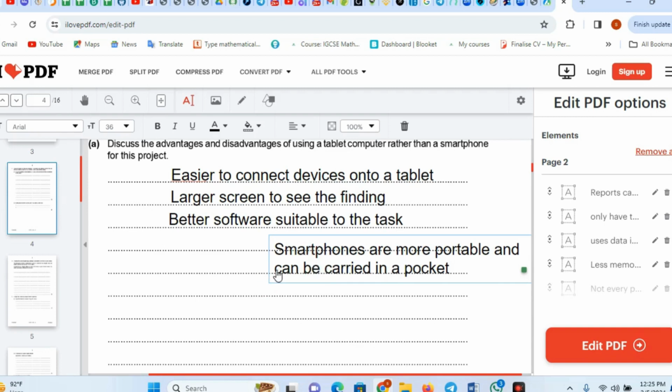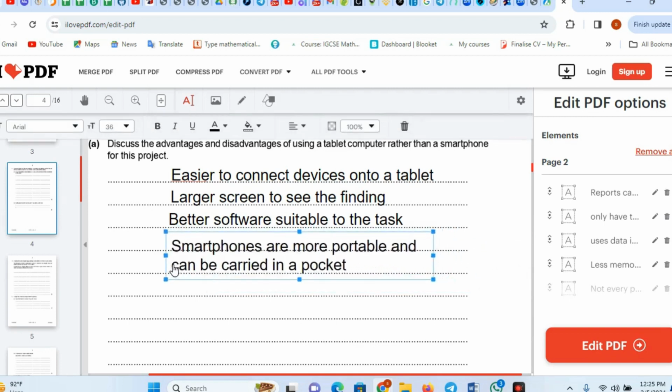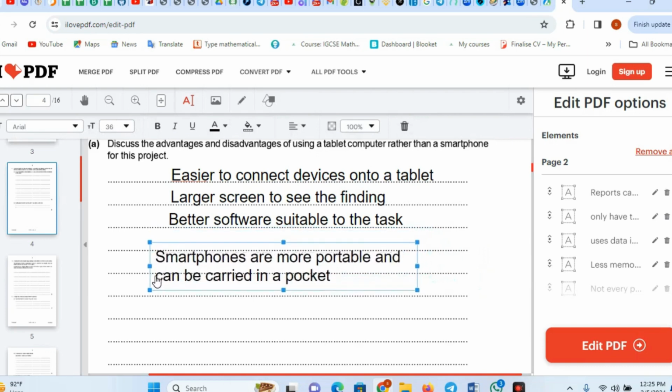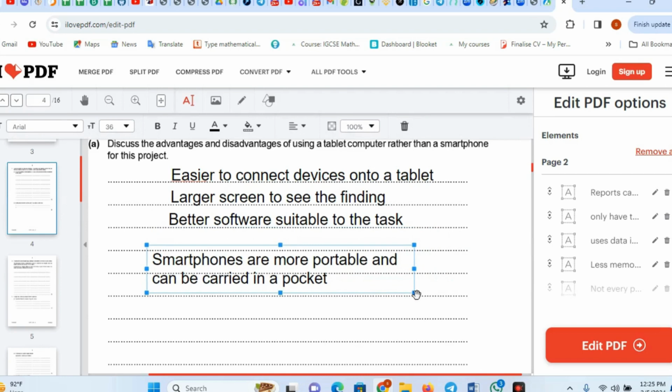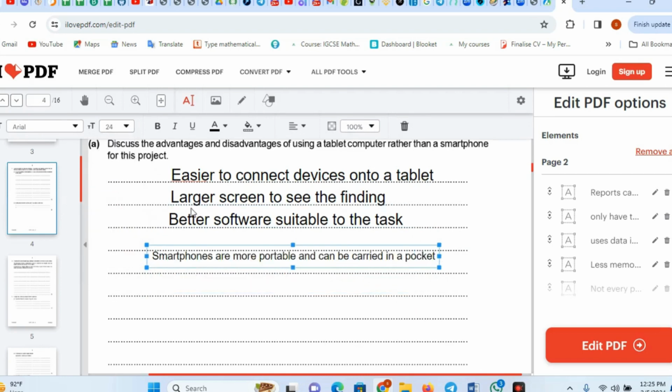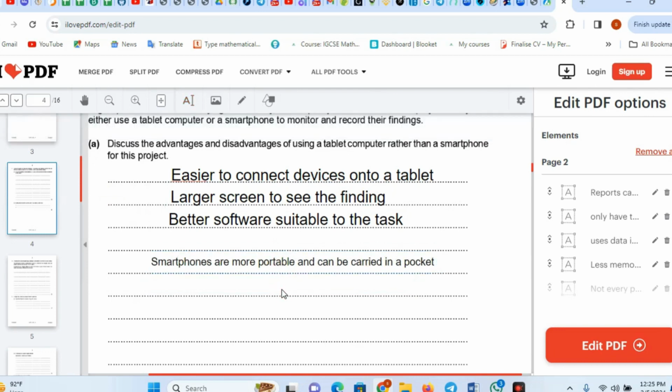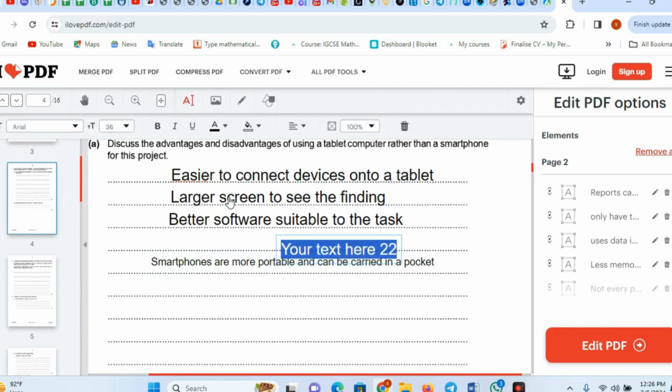When I say handy, that is, you can easily take them around compared to a tablet. Let's leave a gap between the advantages and the disadvantages. And I just reduce this a little bit so that it contains this screen. All right. Smartphones are more portable and can be carried in a pocket. That's one of the disadvantages of using a tablet over a smartphone.